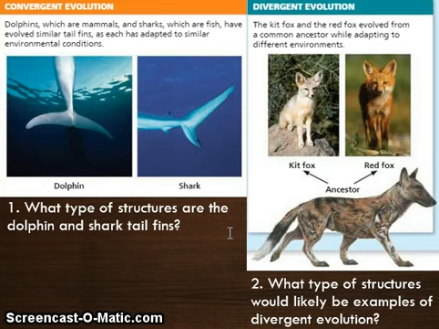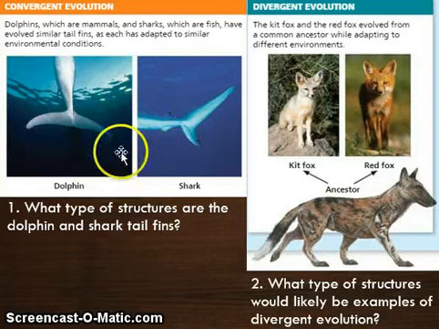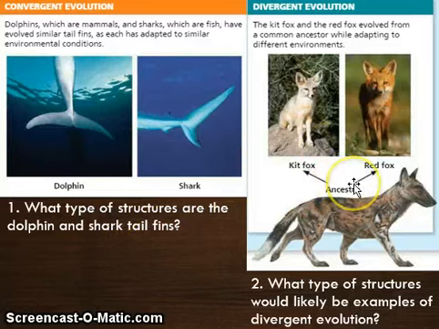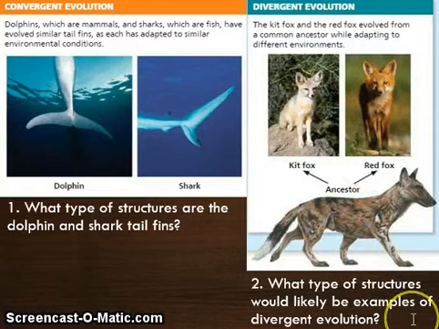All right, you should have answered analogous. The key here is that they did not evolve from a common ancestor, but they have evolved to have the same function to be able to swim. So that's analogous. Let's look at our other example, which is divergent evolution. So we have the kit fox and the red fox, and they evolved from a common ancestor while adapting to different environments. So what type of structures would you expect to see here with divergent evolution?